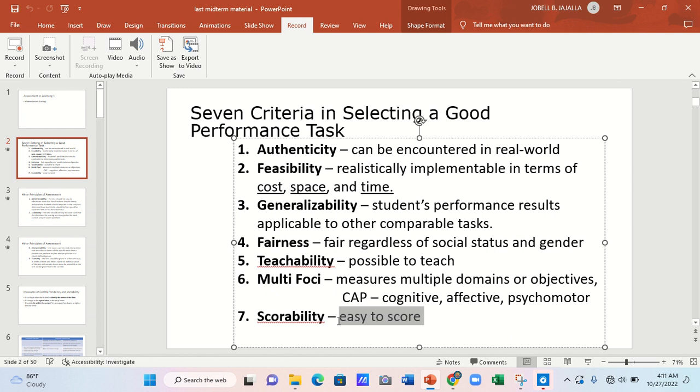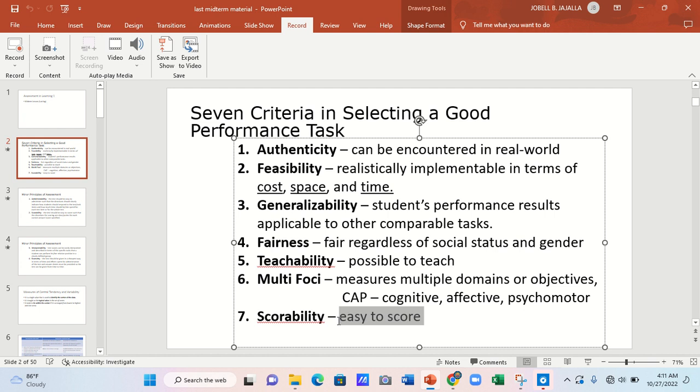So say for example, multiple choice or matching type, it is very easy for you to check if an answer is correct or wrong. All you have to do is to take a peek at your key answers and compare that to what is written by the student as his answer. If it is the same as the answer key, automatically it is correct. If it is different from the answer key, then automatically the student's answer is wrong.